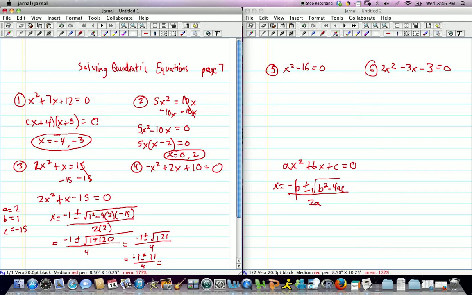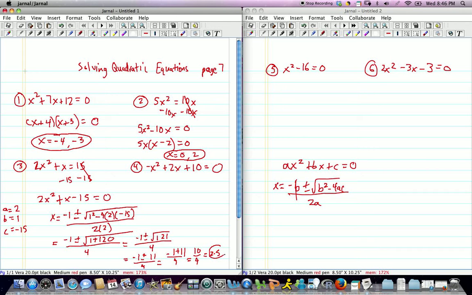So what I do is I do negative 1 plus 11 and get 10. 10 divided by 4 simplifies. So I take the 2 out. So the first answer is going to be, like I said, negative 1 plus 11 over 4, which is 10 over 4, which reduces to 2.5, or 5 over 2.